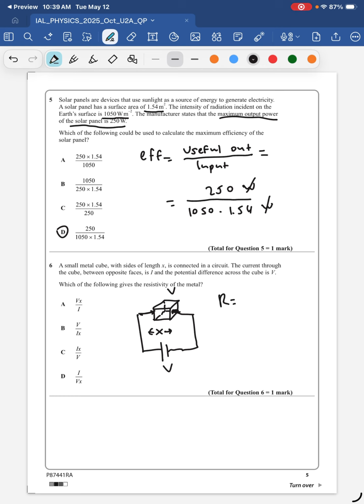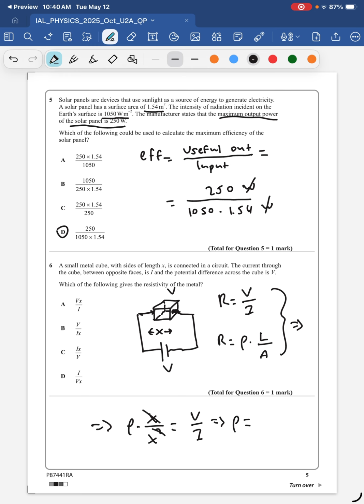Now the resistance is given by Ohm's law, V over I, but also we know that the resistance is given by the resistivity times the length of the resistance over its cross-sectional area. So let's combine all these to get rho times the length of this cube, which is x, and its surface area is x squared, and this will be equal to V over I. So one of the x's cancel, and the resistivity can be written as the voltage over the current times x, which is option A. I hope this makes sense.